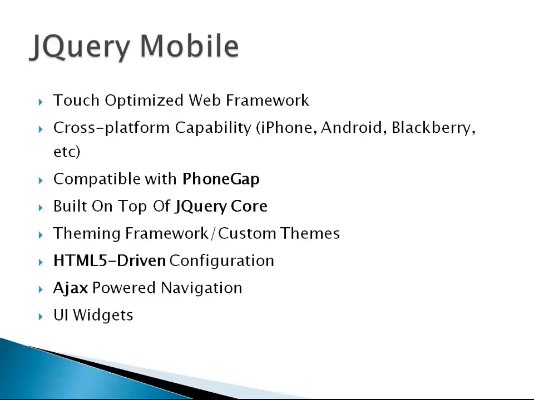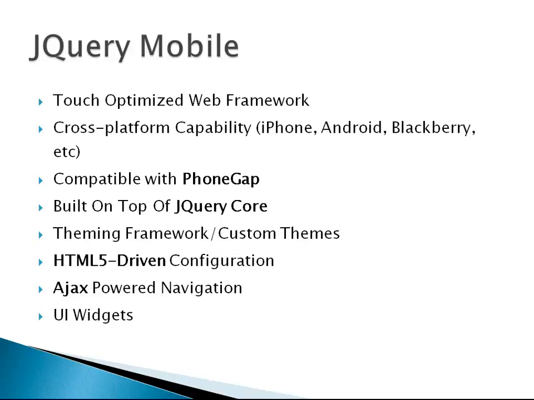jQuery Mobile is a touch-optimized web framework. It's cross-platform, so it'll run on any kind of device. It's compatible with PhoneGap. It's built on top of jQuery Core. It's a theming framework. It has custom themes. You can develop custom themes, or you can actually use a pre-made theme right out of the box.